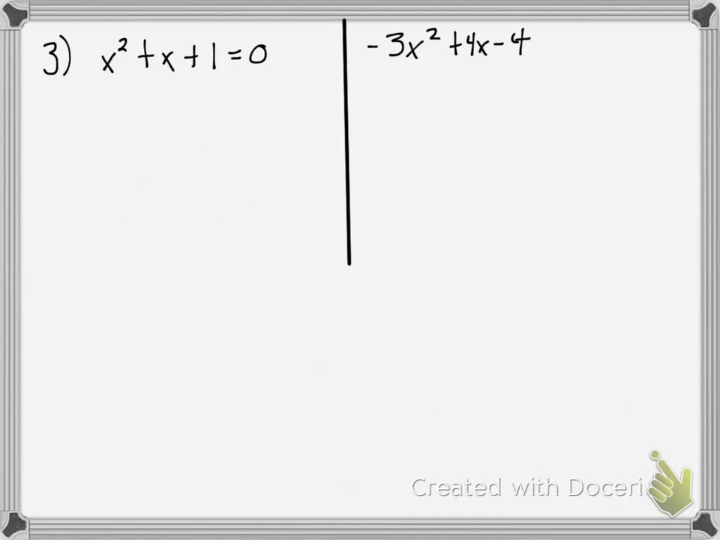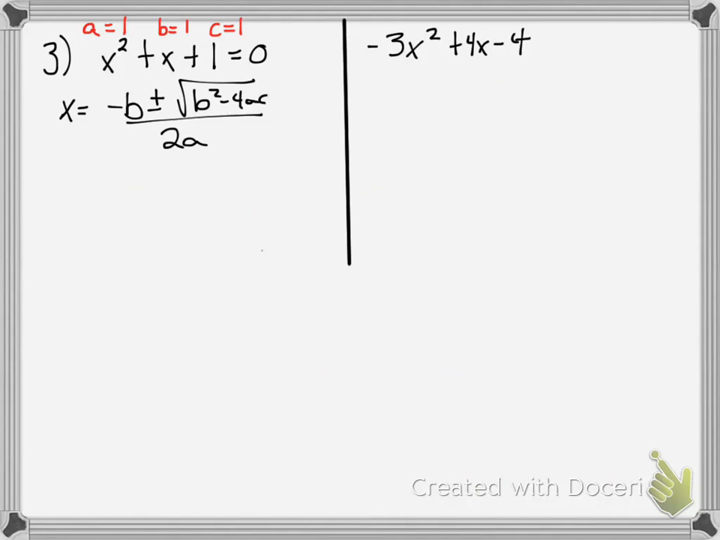Okay, question 3. We have x squared plus x plus 1 equals 0. So I'm going to start by copying down my formula. x equals negative b plus and minus the square root of b squared minus 4ac divided by 2a. So this one is really straightforward. I've got a is equal to 1. I've got b is equal to 1, and c is equal to 1.